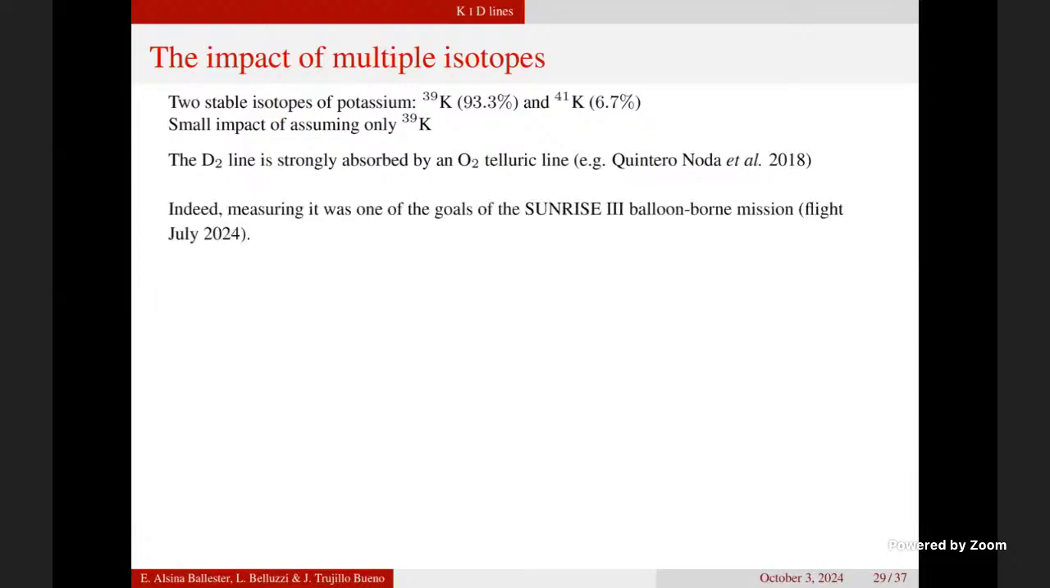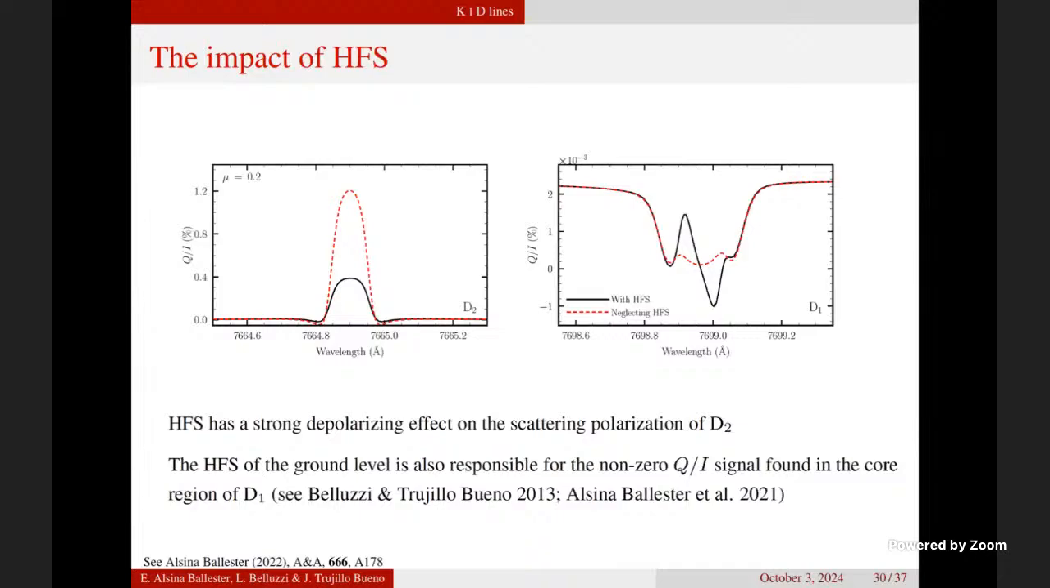However, one of the instruments on the Sunrise mission, the balloon mission that flew this July, could capture the potassium D2. I only caught a glimpse of it the other day, but the results seemed promising. And now some more considerations about this line.